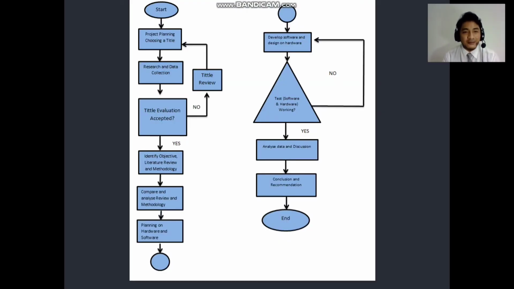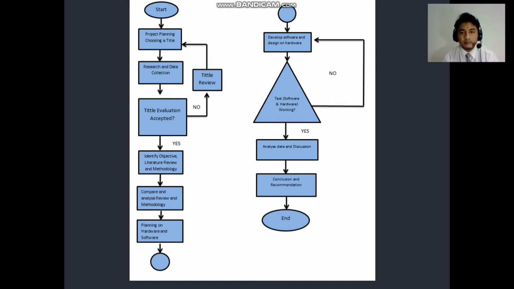This is my flow chart, which is start and project planning, choosing a title, research and data collection, title evaluation accepted. If no, we go back to project planning or choose a title. If the title is accepted, we identify the objective and literature review and do the methodology. And then compare and analyze the review and methodology. And lastly, planning on hardware and software.